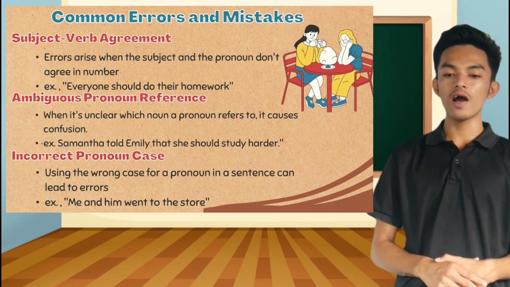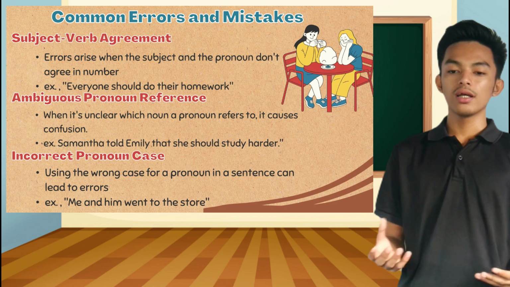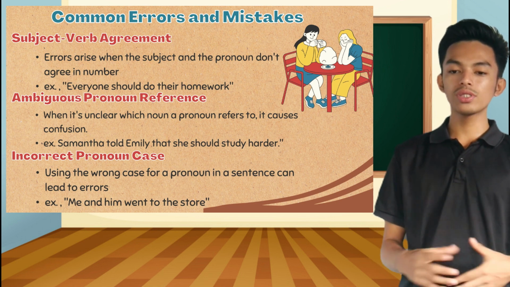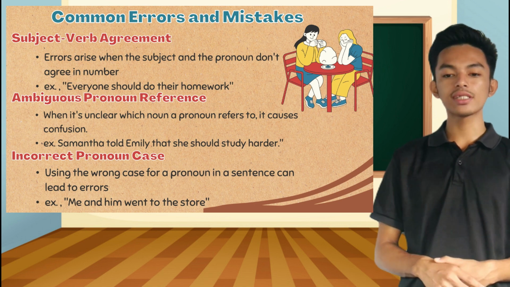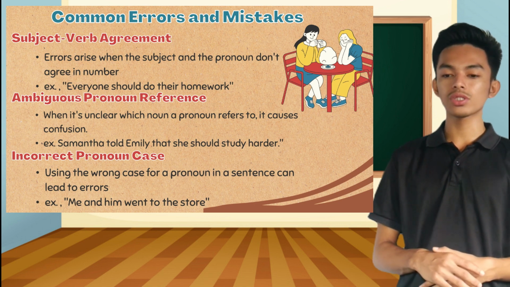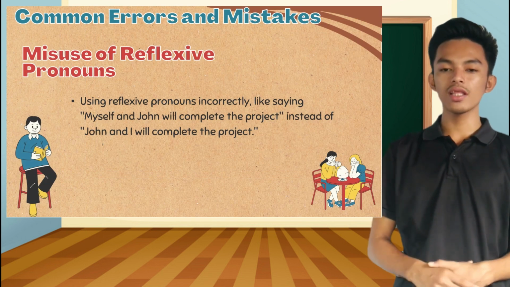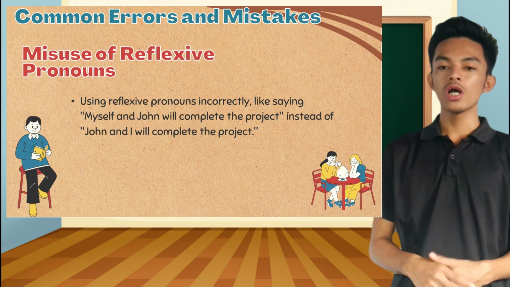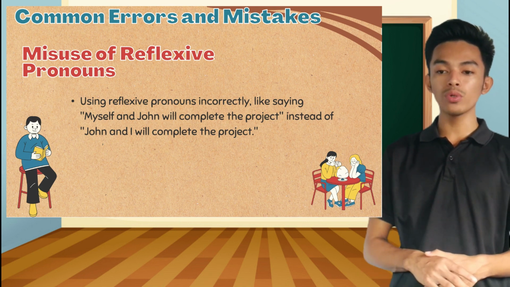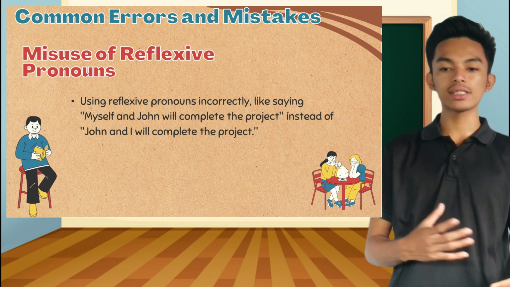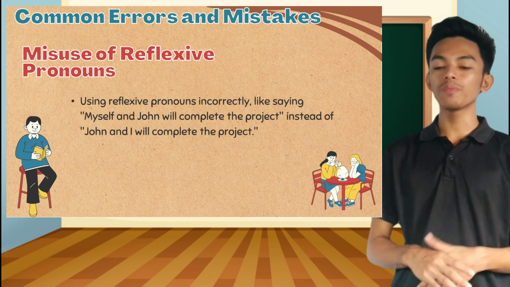If it refers to Samantha or if it refers to Emily. We also have incorrect pronoun case. These are errors using the wrong case for a pronoun in a sentence. For example, me and him went to the store instead of I and him went to the store. The last one is the misuse of reflexive pronouns, using reflexive pronouns incorrectly. Like saying myself and John will complete the project instead of John and I will complete the project.